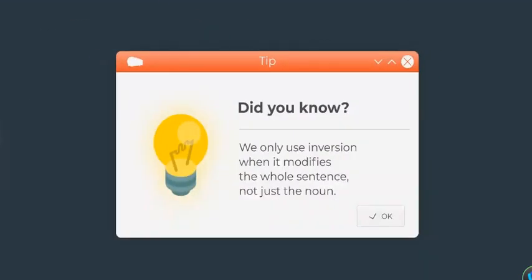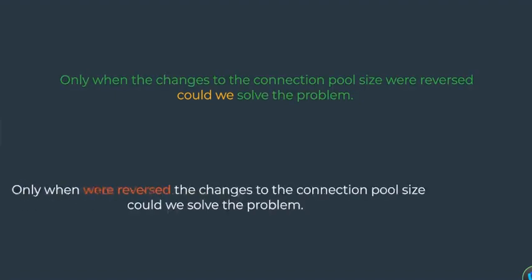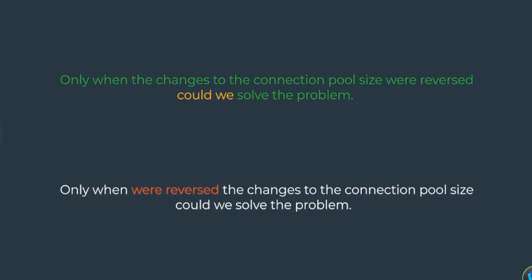We only use inversion when it modifies the whole sentence, not just the noun. Only when the changes to the connection pool size were reversed could we solve the problem. This is correct. Only when were reversed the changes to the connection pool size could we solve the problem. This is incorrect.